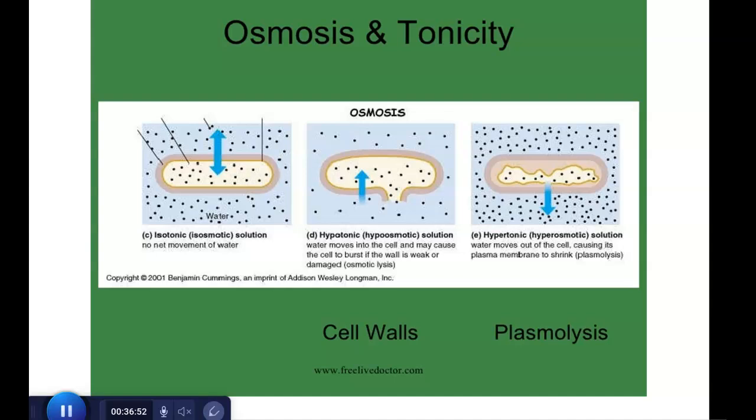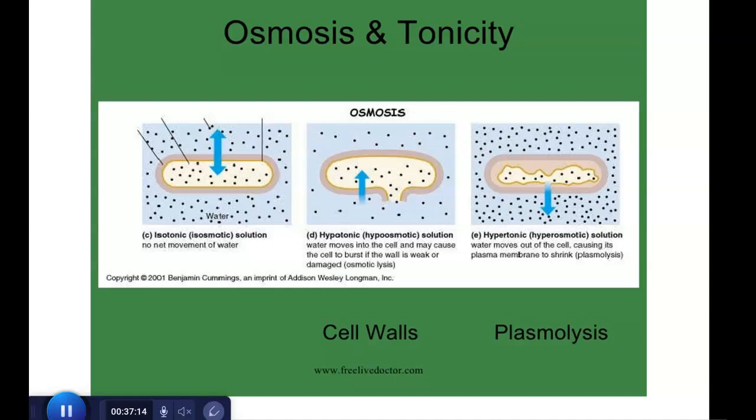Because of the bacterial cell wall, if we were to put a bacteria in a hypotonic solution, we would actually have that water pressing against that cell wall, and we would actually get this turgidity. And so that cell wall is going to protect it a little bit from lysing, unlike our red blood cells.